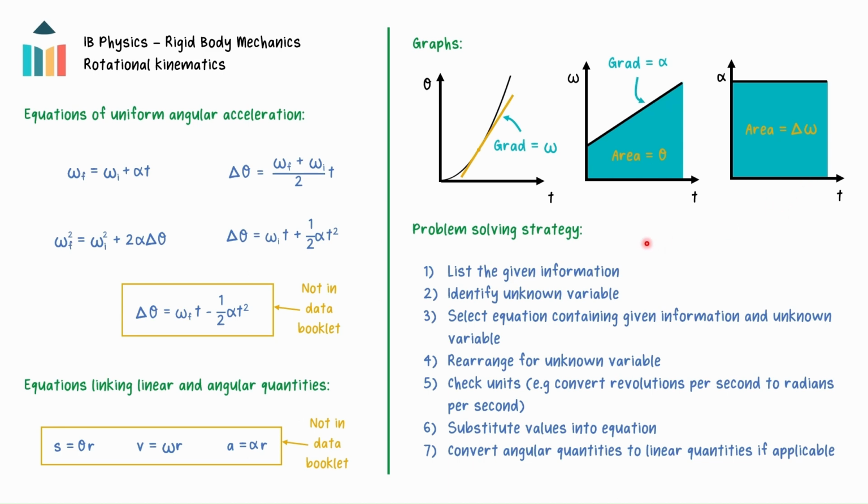Finally, when solving problems, always start by listing what you know and identifying the unknown variable. Then select the correct equation and rearrange for the unknown variable. Check your units and substitute values into the equation. This approach works for any rotational motion question with uniform angular acceleration.